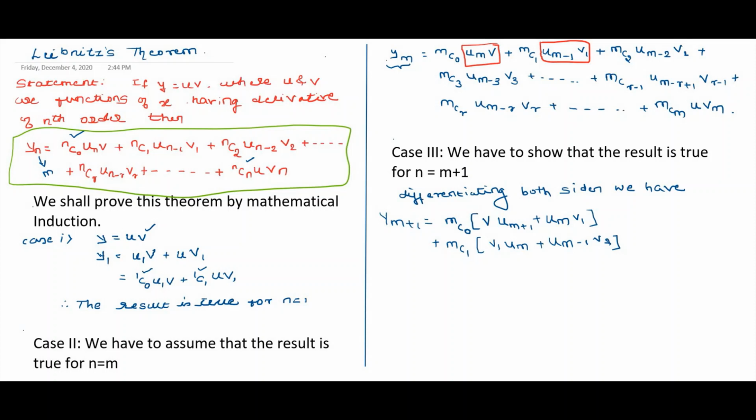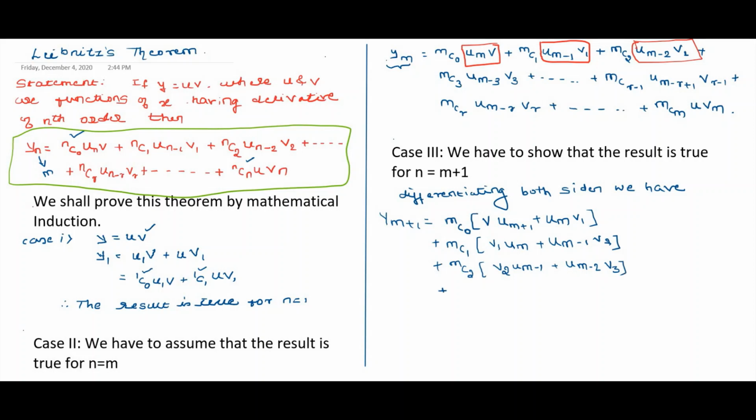Next we have to differentiate this third one, mC2 as it is. The differentiation of this u_(m-2) v2 is, so here I will write mC2 as it is into, now the differentiation of u_(m-2) v2, where I will keep the second term as it is. And what is the differentiation of u_(m-2)? Its differentiation is u_(m-1), because you have to add plus 1. Plus, now the first term u_(m-2) as it is, and the differentiation of v2 is v3.